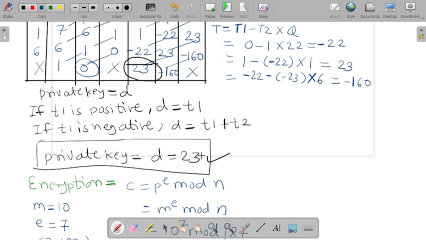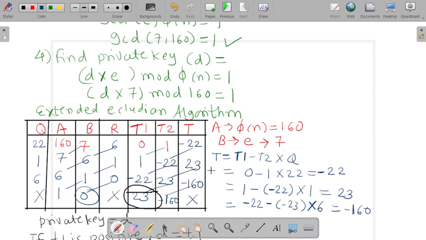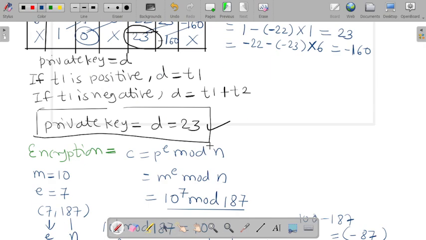Whenever you are finding the value of your private key, that is D is equal to 23, at that time you have to check this formula, that is D into E mod of phi of n is equal to 1. So which value did you get for D? That is 23. So 23 into 7 mod of 160 should be equal to 1. If it is equal to 1, then the value of your private key is correct.